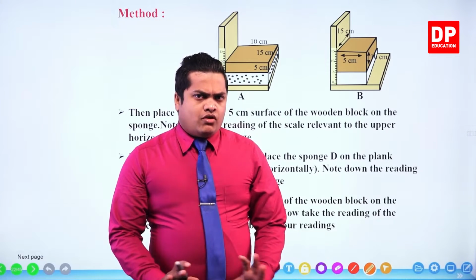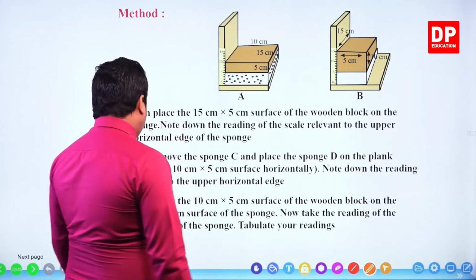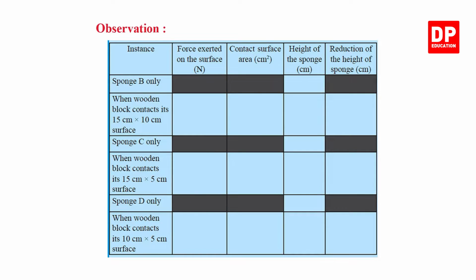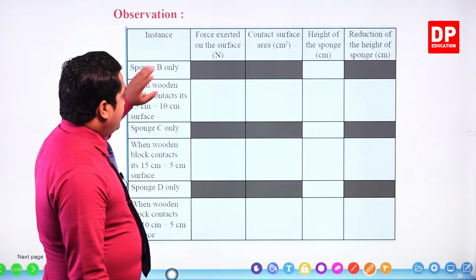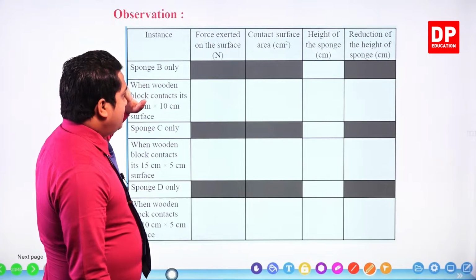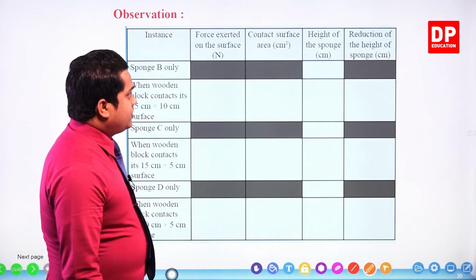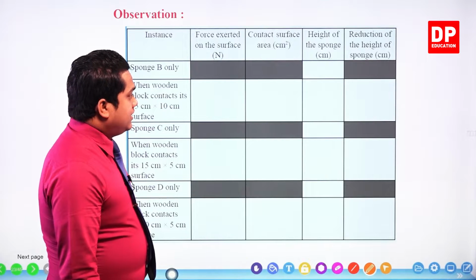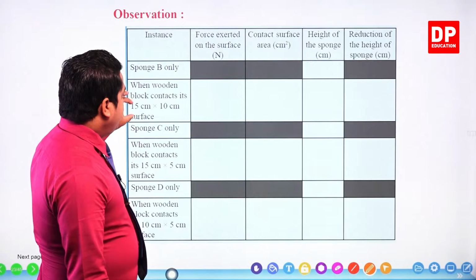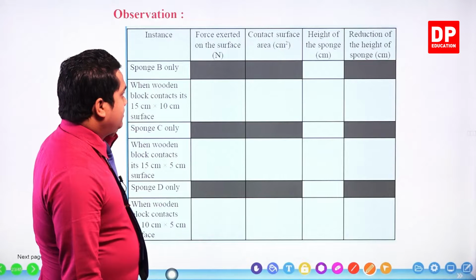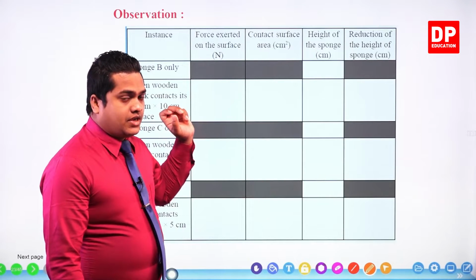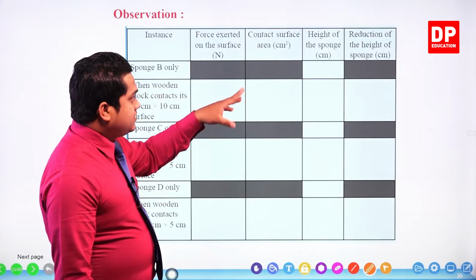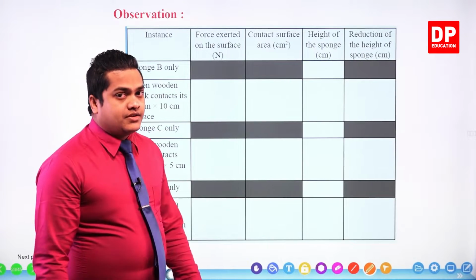Then after doing all of these things, what do you have to do? I'll show the table for you. You have to fill out this table, right? First you have to keep the sponge layer B. Then you have to measure the height of the sponge. Then after placing the 15 by 10 surface on sponge layer B, find out how much is the height.